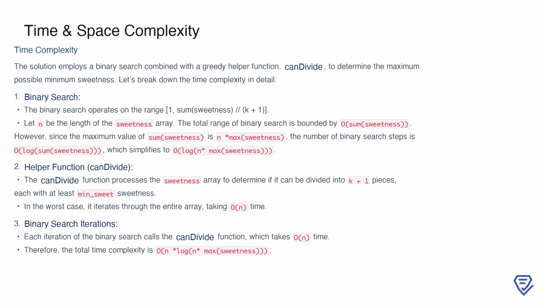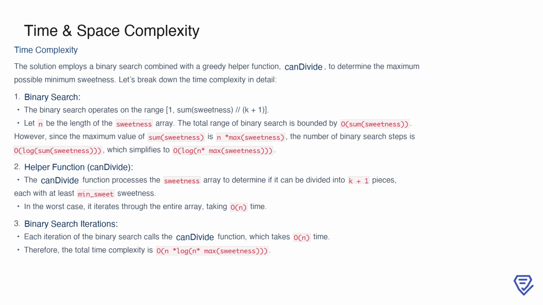To analyze the time complexity of this solution, we consider the combination of binary search and the helper function, CanDivide. The binary search operates over a range defined by the sum of the sweetness array divided by the number of pieces, k plus 1. Let's break this down. The range of binary search is proportional to the sum of the sweetness array, which in turn is bounded by n times the maximum sweetness value in the array. The number of steps required by binary search is therefore logarithmic with respect to this range, simplifying to O(log(n * max sweetness)).